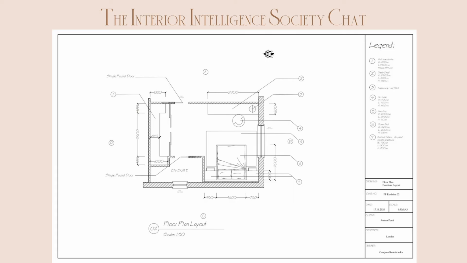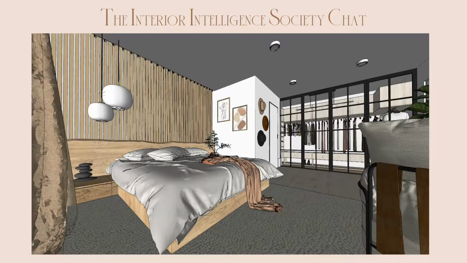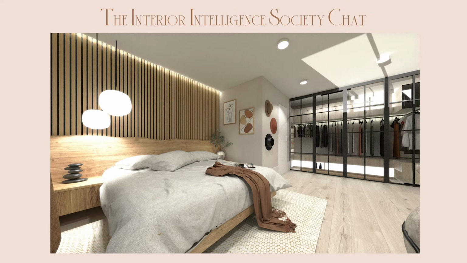So the first image would be a technical drawing, which is AutoCAD. The second image would be SketchUp alone, which is 3D modeling software. And then the last image would be photorealistic rendering using Twilight.